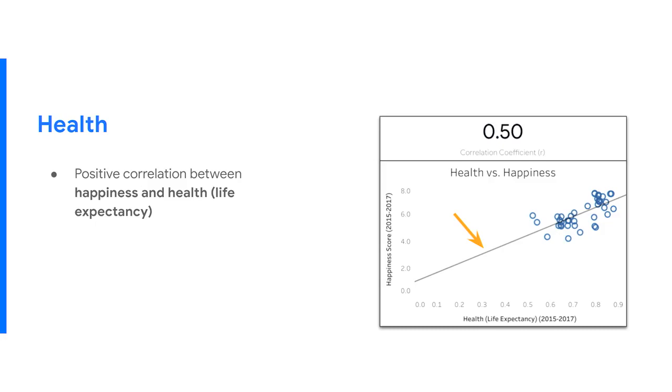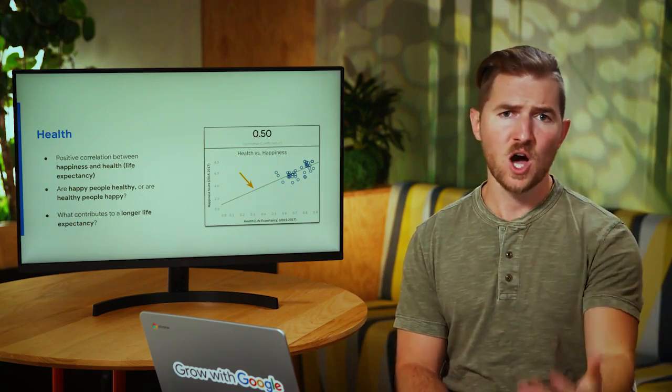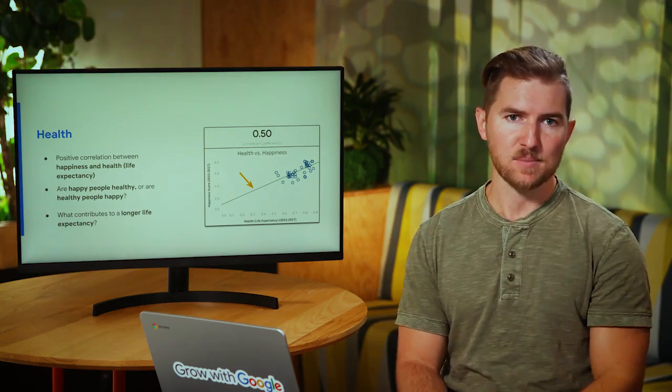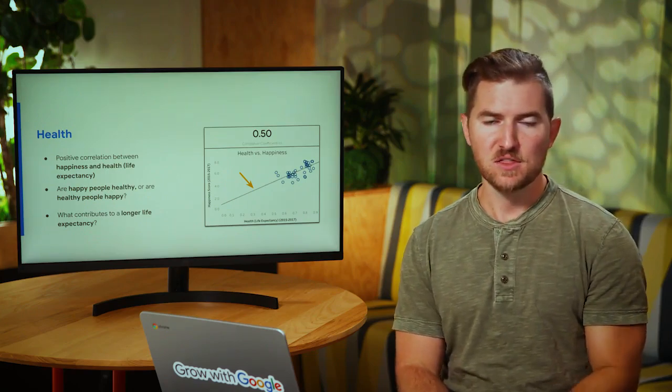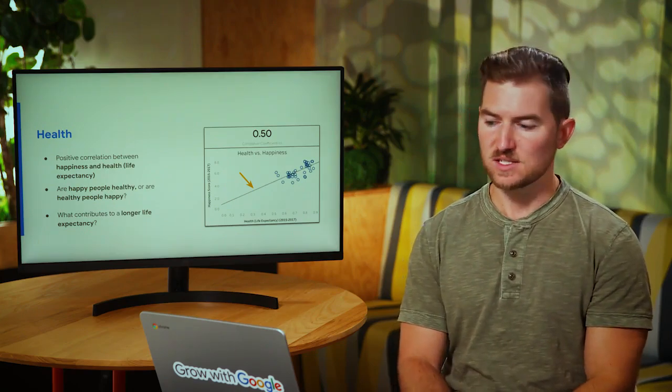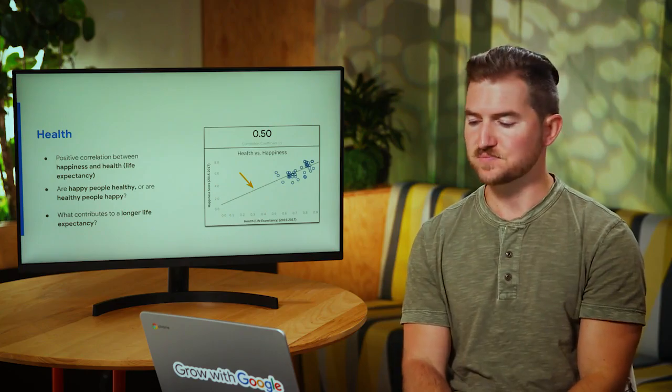And it's important, again, that we discuss the transition to the next. So we did find that there was a positive correlation between happiness and health, but the question remains, are happy people healthy, or are healthy people happy? We know that they are related, but we don't know what causes the other. And finally, what contributes to a longer life expectancy? If we know that longer life expectancy is related to happiness, what is it that helps create longer life expectancy within a country? Now, these are the two questions that we need to answer before the end of the presentation. Moving on from here, again, we are creating a logical flow as we move through this presentation.